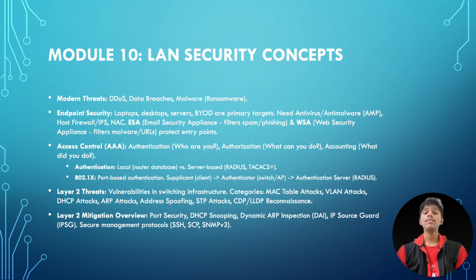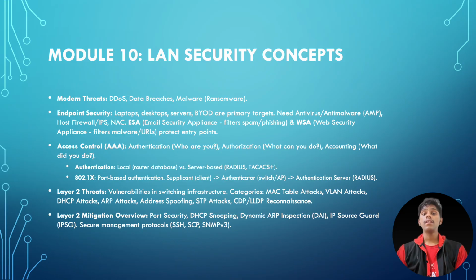Access control is managed through the triple A framework. Authentication providing who you are, authorization defining what you are allowed to do, and accounting logging what you did. 802.1X provides the strongest port-based authentication, often using a central RADIUS server.